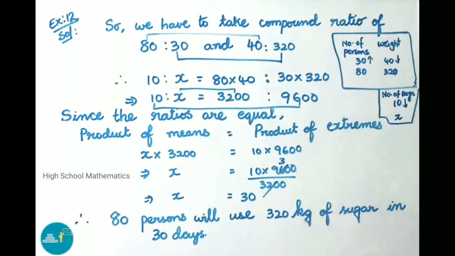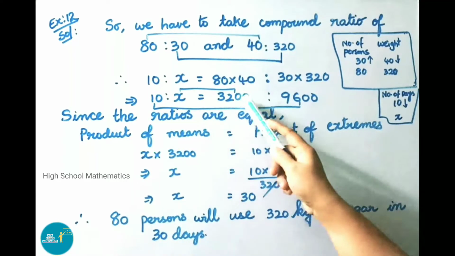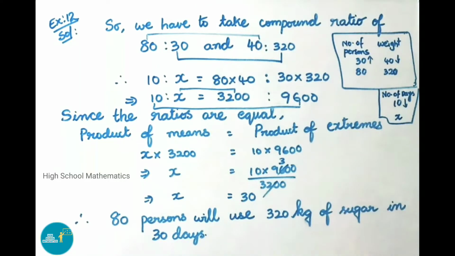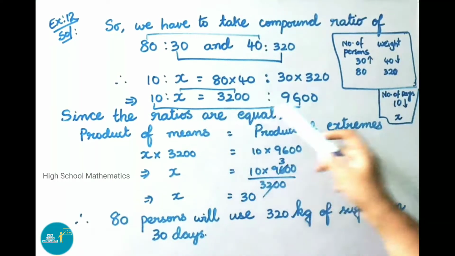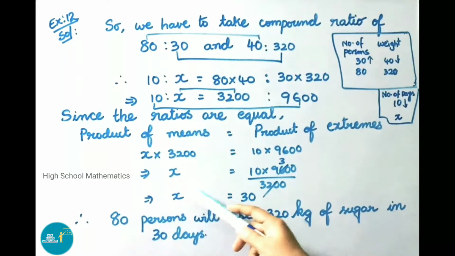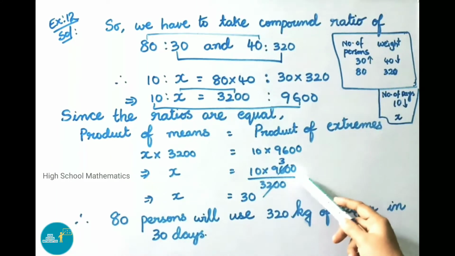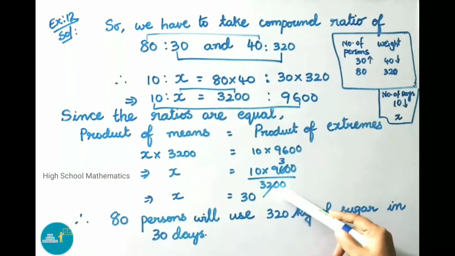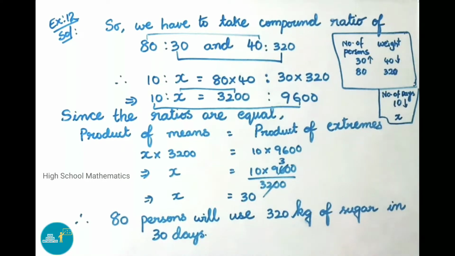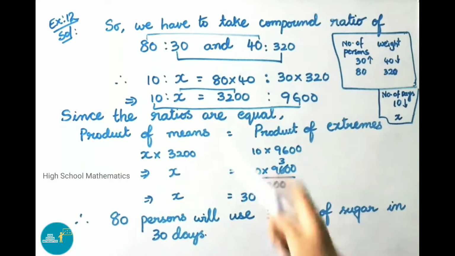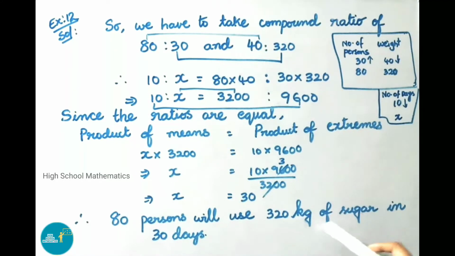Since both ratios are equal, we know the product of means is equal to the product of extremes. So that implies x into 3200 is equal to 10 into 9600. That implies x is equal to 10 into 9600 by 3200. Now 3200 goes 3 times into 9600. That implies x is equal to 10 into 3, that is 30. Therefore, 80 persons will use 320 kgs of sugar in 30 days.